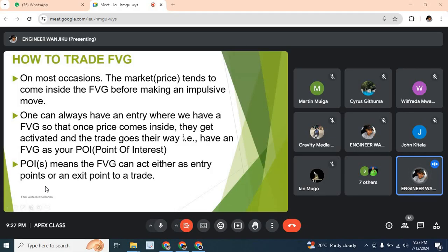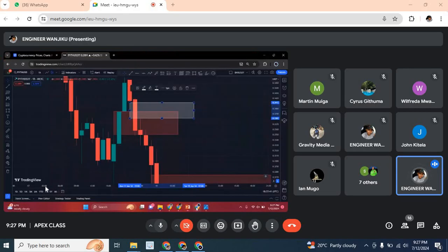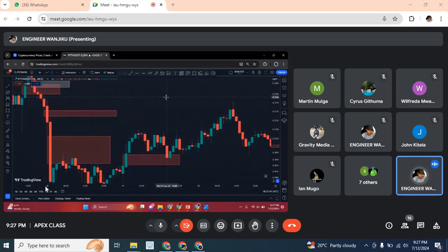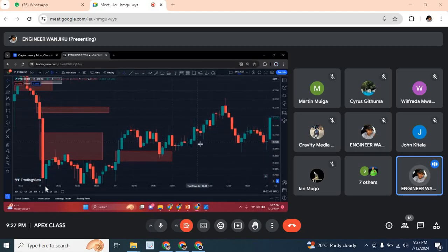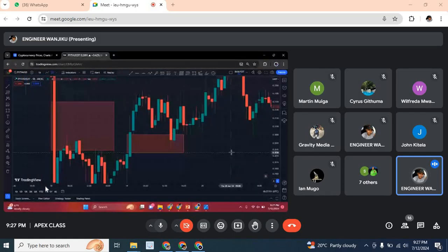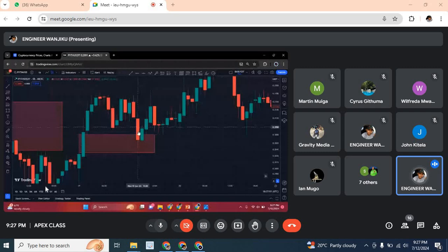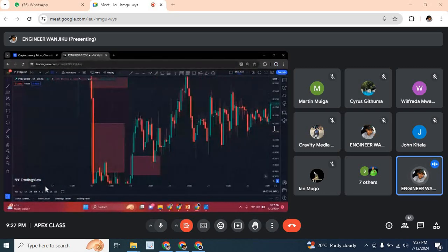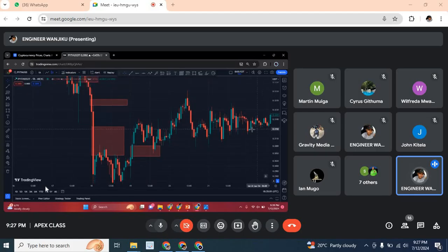So I'll give an example. Let's see if we're going to identify one. From just what we have drawn on this chart right here, let's see if our FVGs were respected. Exactly. If you look at this FVG right here, we have the market actually respecting our FVG. And the point that I'm saying, that it can be used as take profits and entry points, is this.